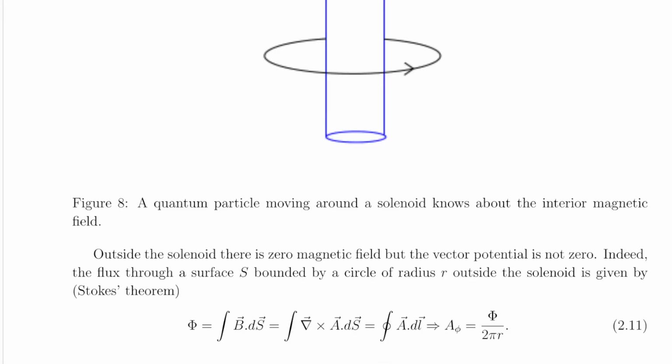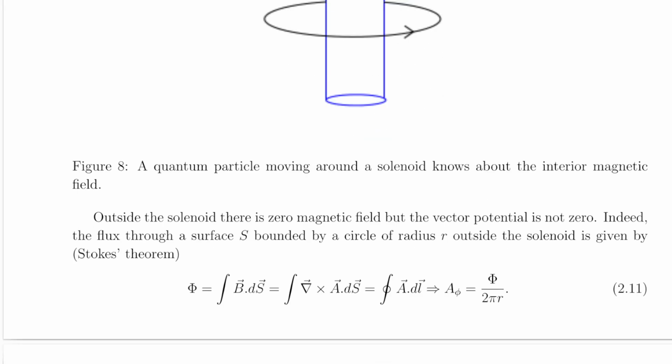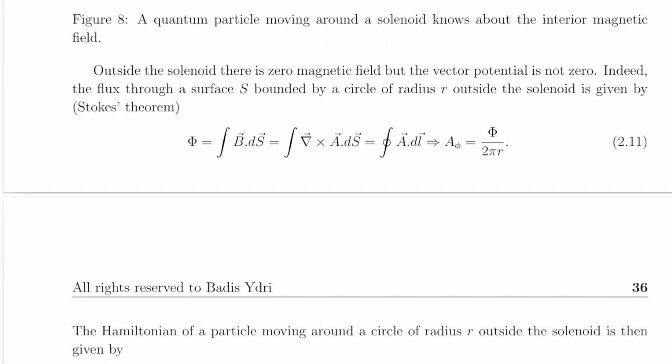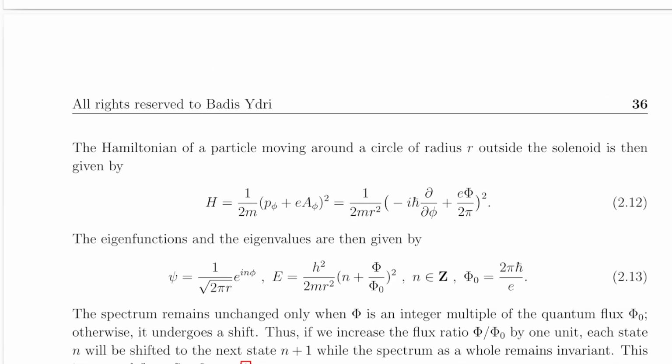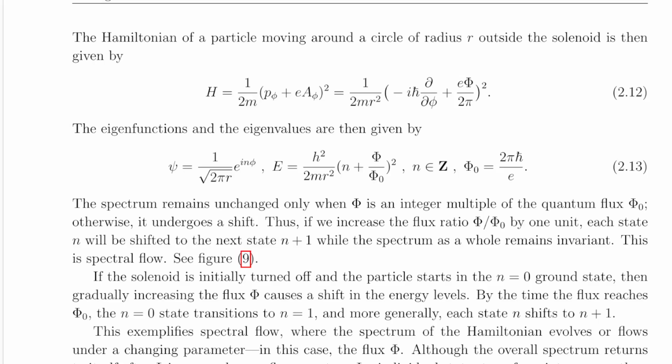Using Stokes' theorem, we find that the vector potential around a circle of radius r is proportional to the magnetic flux phi, divided by 2 pi times r. Now, think of a quantum particle moving on that circle. Its Hamiltonian, the operator describing its energy, depends not just on its motion, but also on the magnetic flux. As a result, the energy levels or spectrum shift depending on the value of phi.